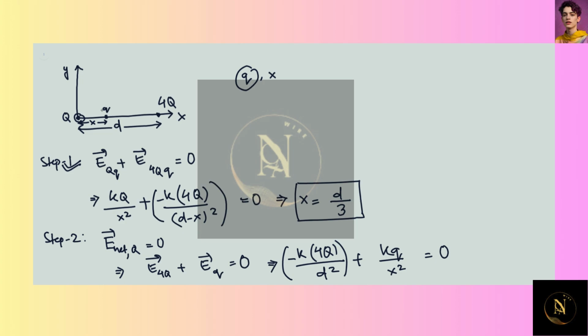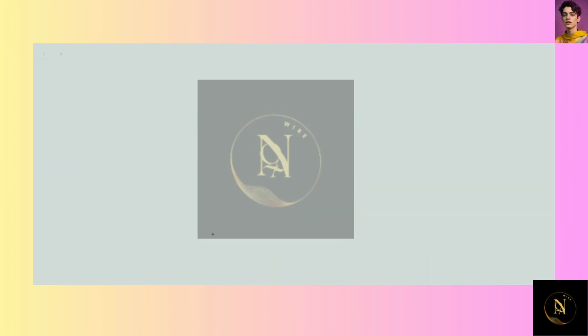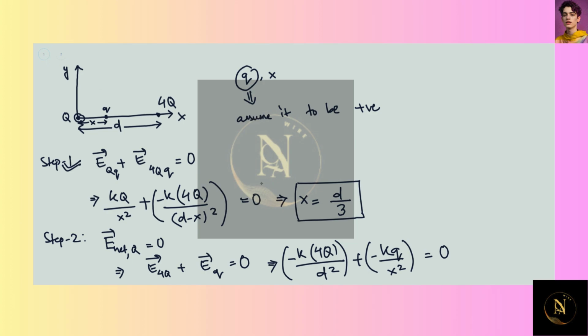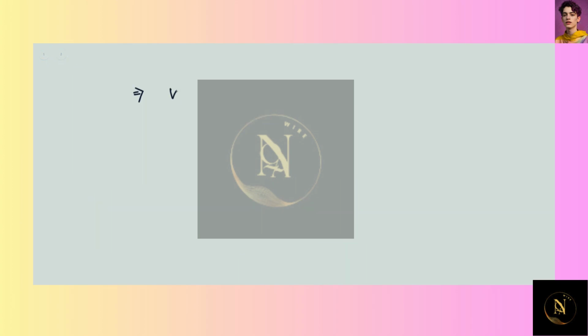and we don't know yet the sign of small q, but let's assume it to be positive for now. This means that again the electric field at this point due to small q will be in the negative x-axis, hence a negative here as well. Don't worry, we will deal with this later. So solving that equation, we get q to be equal to negative 4Q times x square over d square.